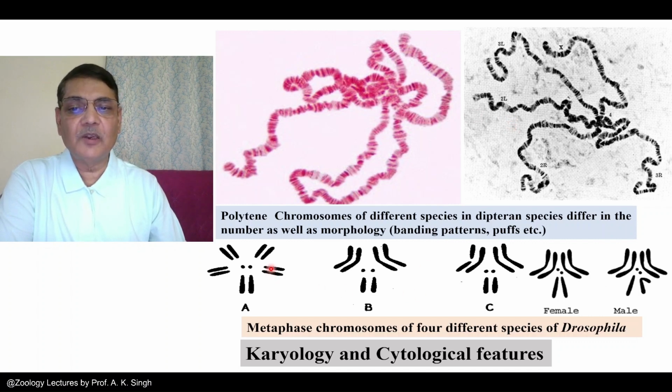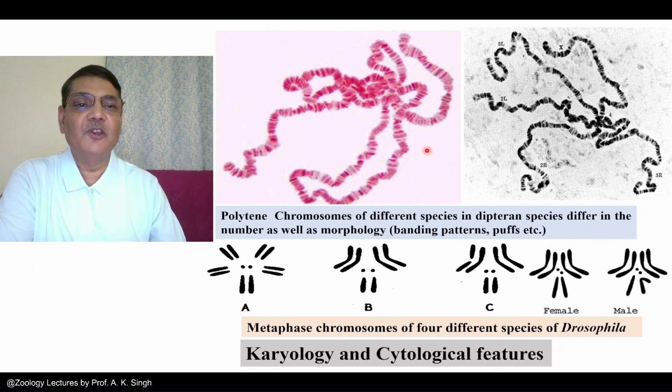Here you can see the diagrammatic presentation of metaphase chromosomes. In this species, you see 1, 2, 3, 4, 5, 6 pairs of chromosomes are there. In the other one, only 5 pairs. 1, 2, 3, 4 pairs of chromosomes are shown in case of B. Here in this case, 1, 2, 3, 4, 5, 6 pairs of chromosomes are present. And here you can see the difference between male and female karyotype. So karyology and cytological features are used for taxonomic purpose.